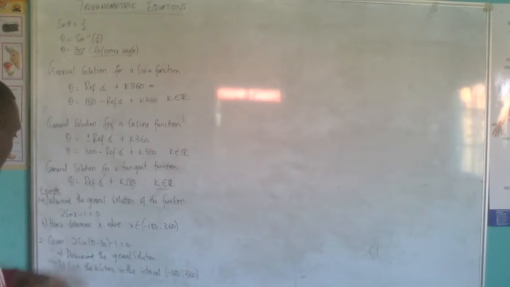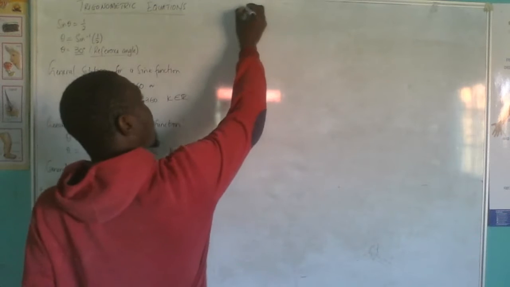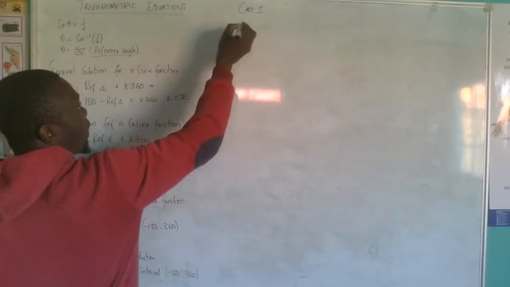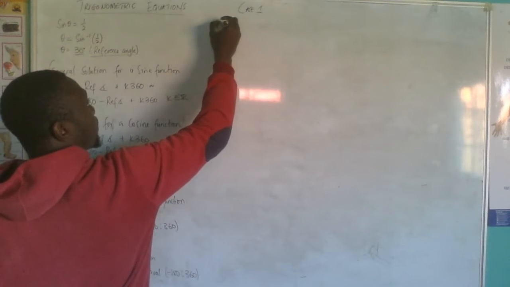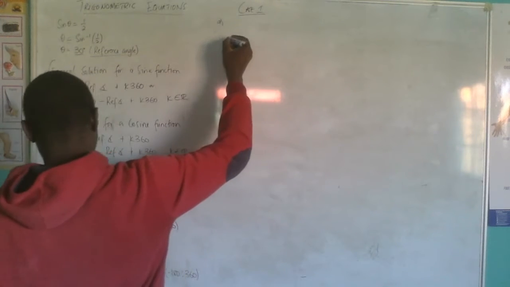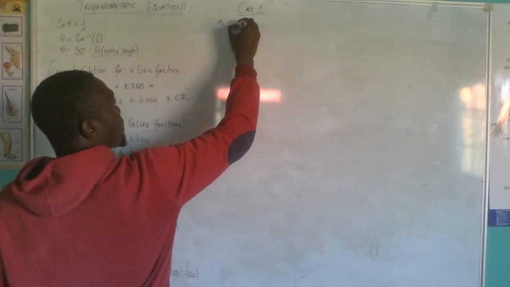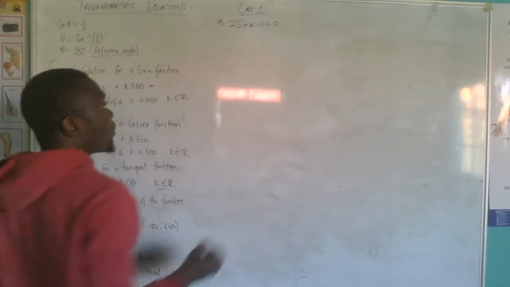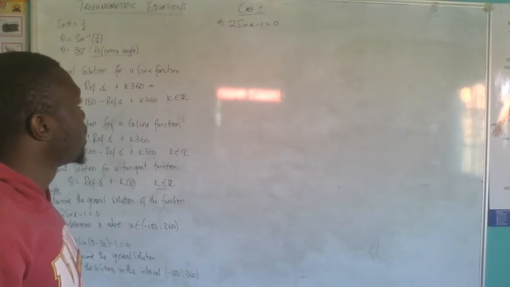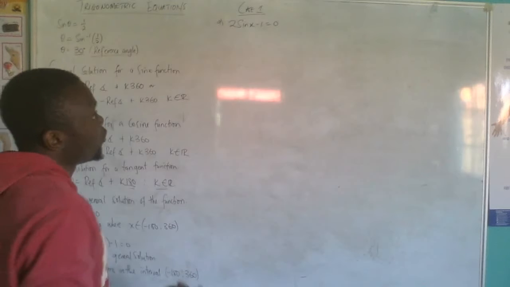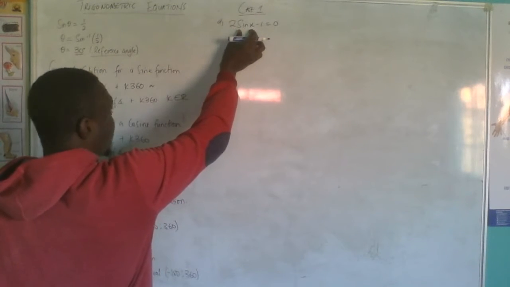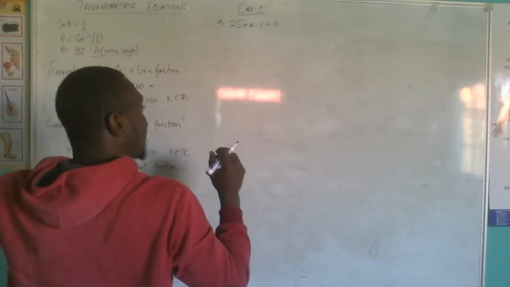So examples given here. The first example, determine the general solution for the function. So I'll take this as my case 1. For case 1, if you have an equation given 2 sine x minus 1 equals 0, in that case, this is an equation. So the first thing to do is to make sure that I have a single trig ratio on the left hand side.